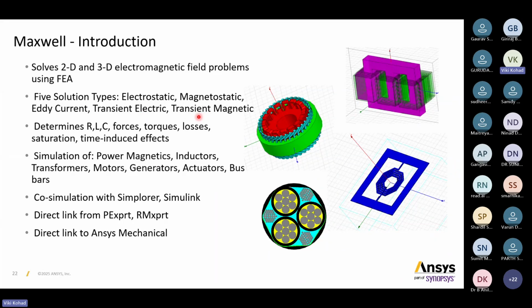And what are the outputs that you can get after the analysis? Like RLC parameters, you will get forces, torque, losses, including winding losses, core losses, and stray losses. So you can expect those losses in the simulations of this type of application.